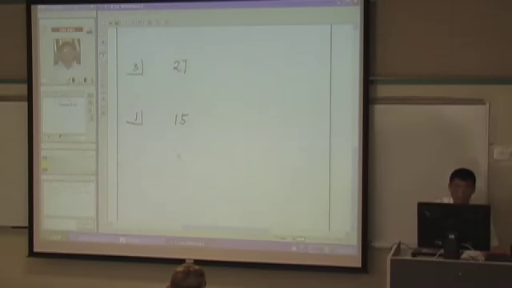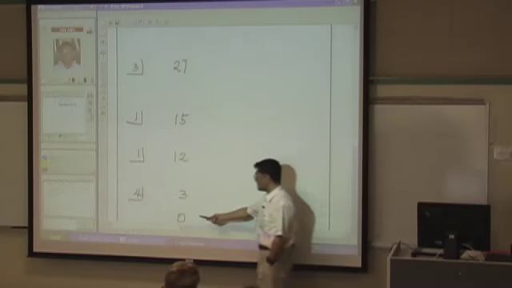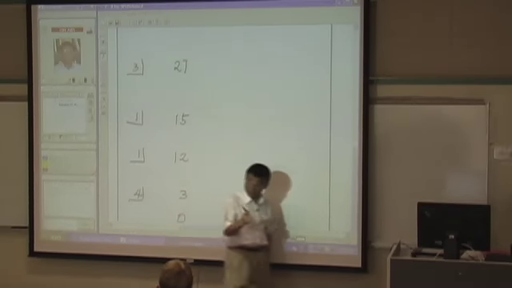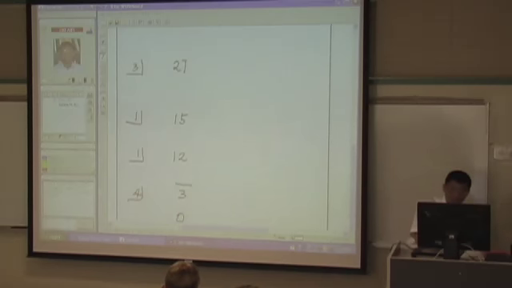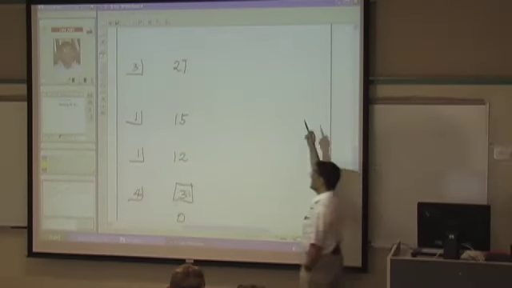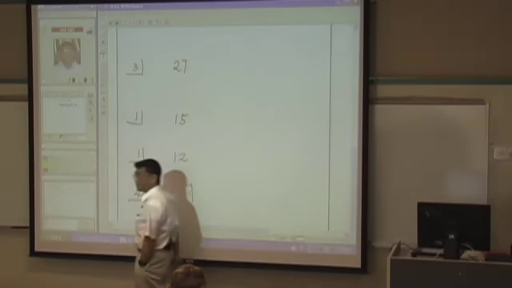So 12, then 1, and then 3, and then 4, and then at last 0. 0 is the end of the story, right? 0 is the end of the story. Then what is the GCD? 3 is the GCD, right? So this is the Euclidean algorithm.